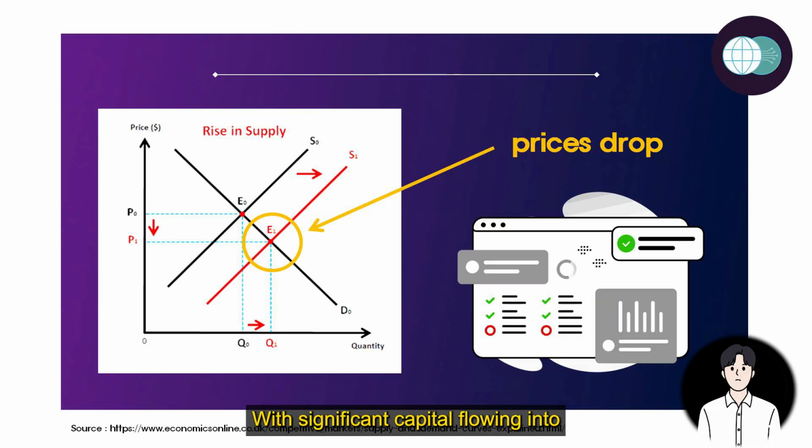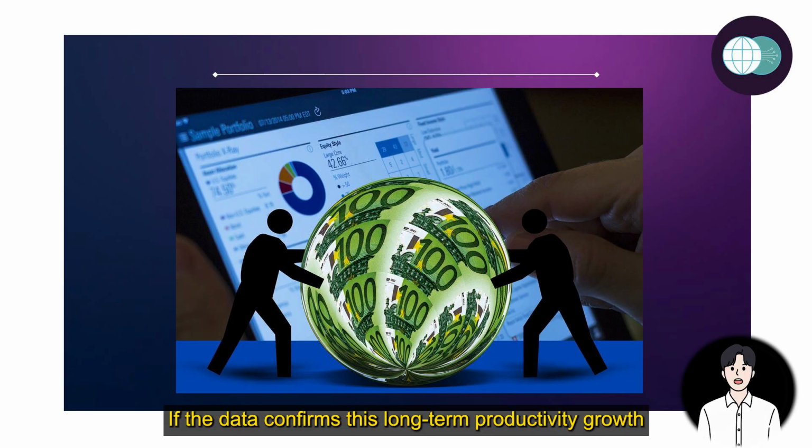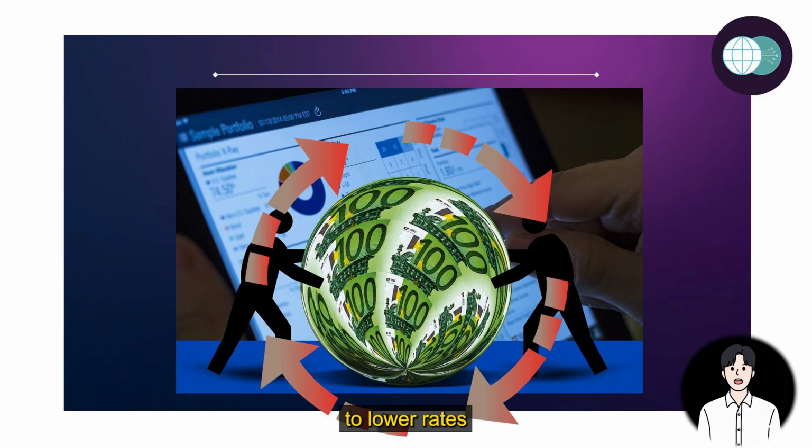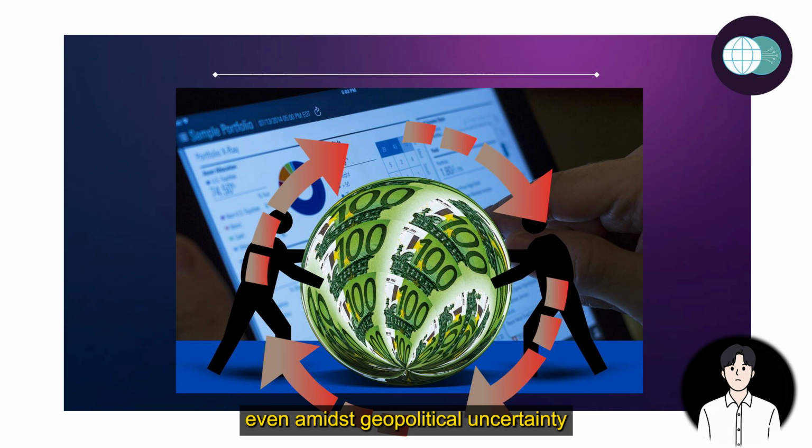With significant capital flowing into new tech infrastructure, this massive supply revolution means we might actually need to worry about deflation rather than inflation. If the data confirms this long-term productivity growth, it would provide the Fed a clear framework to lower rates, even amidst geopolitical uncertainty.